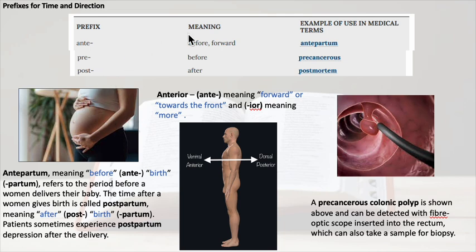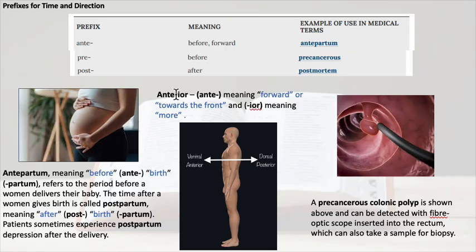Now, if ante is before or forward, post is after. So postpartum is the term that we use to describe the period of time after birth. Postpartum depression is an experience that some patients have after delivery. So postpartum, after birth. Antepartum means before birth.